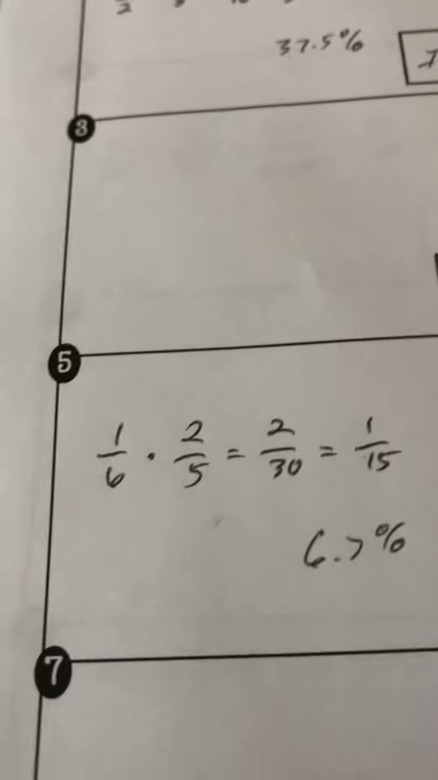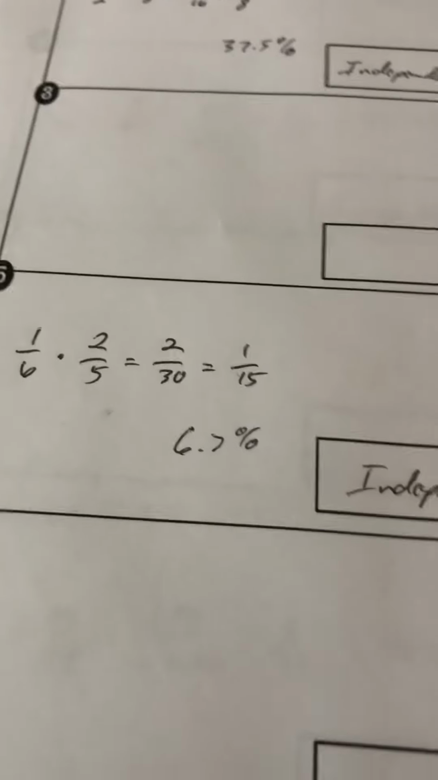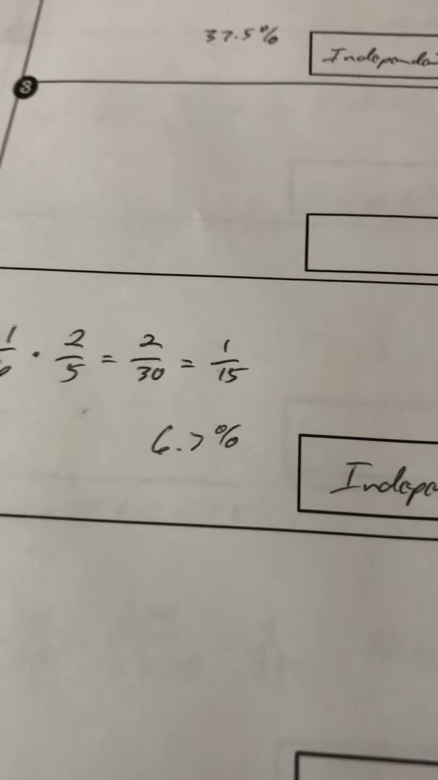Okay. Let's skip down. You try 3 and 4 on your own. Don't worry about making mistakes. Just work them out. Correct your mistakes, and that's the learning process.